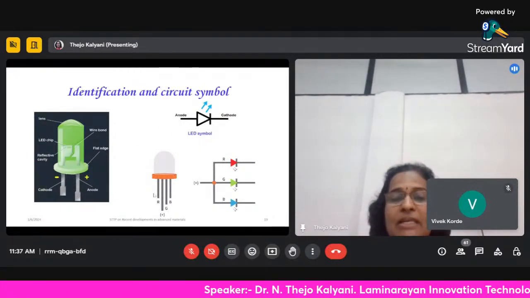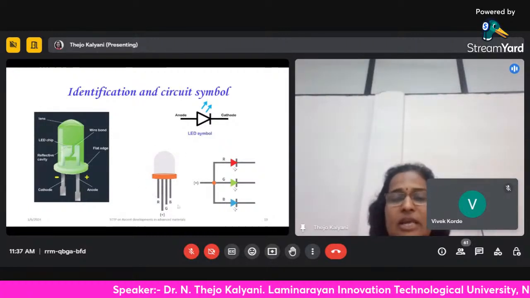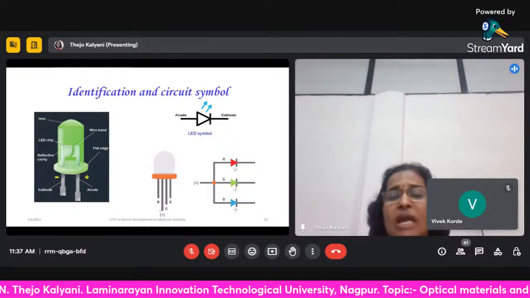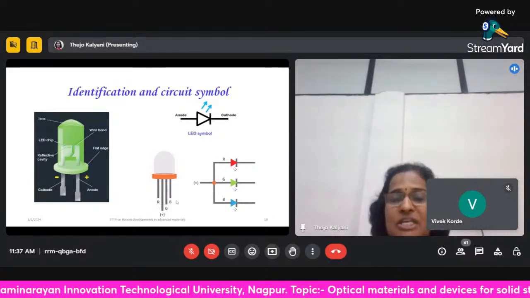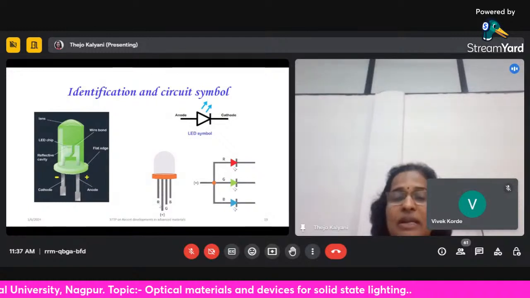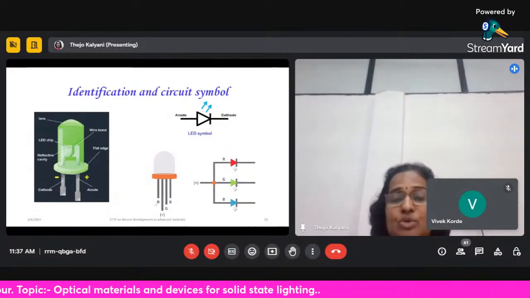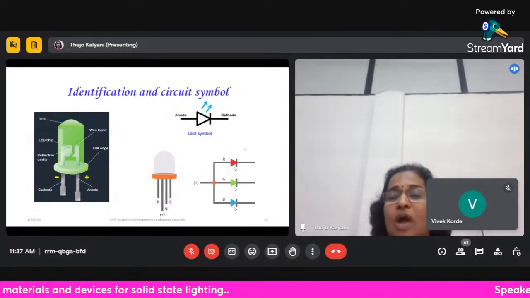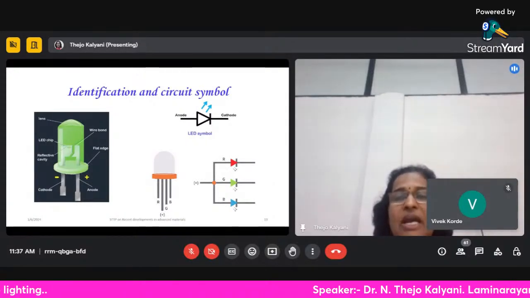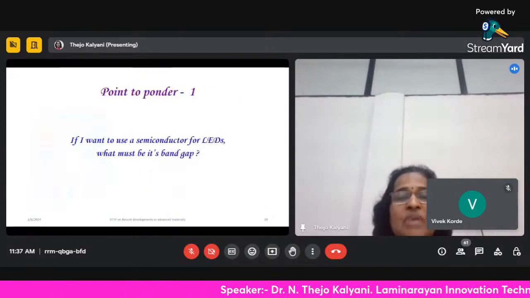Similarly, there are bicolor LEDs and there are tricolor LEDs. Here, if you can see, there is a common terminal which is denoted with positive, and there are 3 more terminals, RGB. Depending upon the requirement, we can go for the red LED. The same LED can be used for 3 different colors depending upon how we bias it. That is how we can identify and use these bicolor and tricolor LEDs.